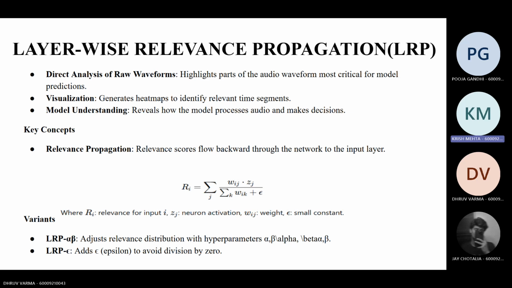Next, if we look at the formula, Ri is equal to wij dot zj, where wij is the weight between the neurons and zj is the neuron activation. We have used epsilon in our formula to avoid division by zero, so our formula is basically LRP epsilon. So, next page.